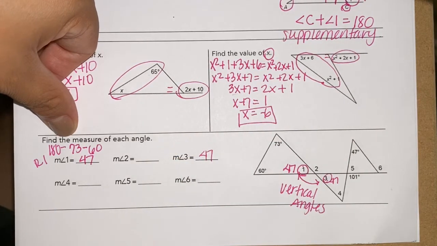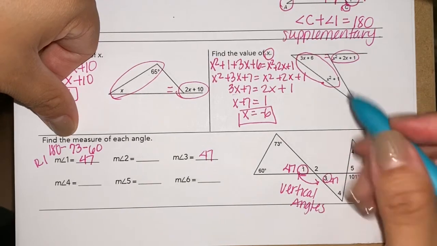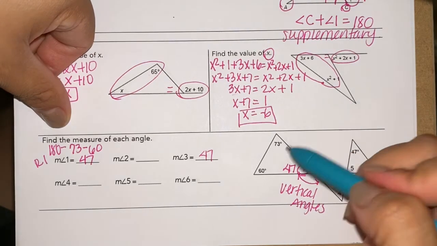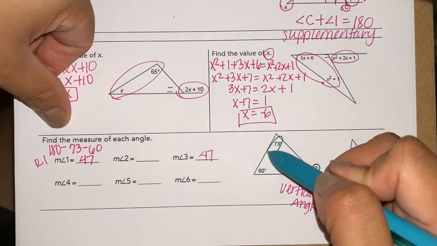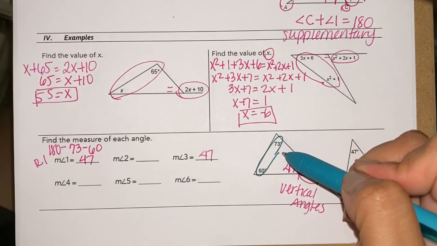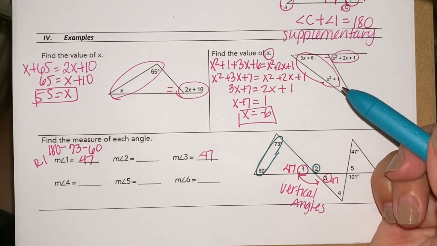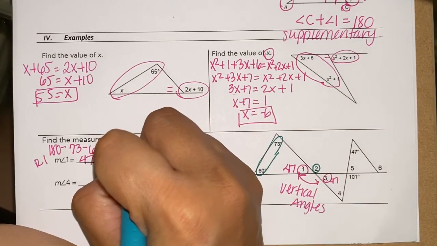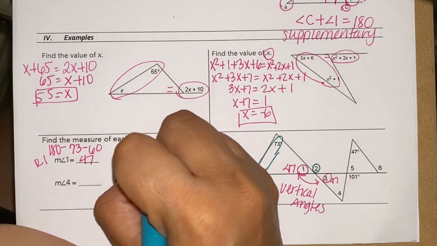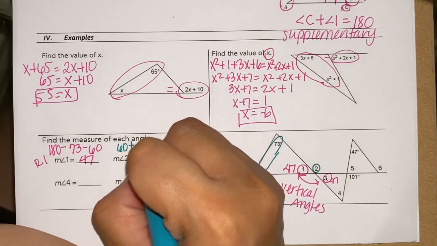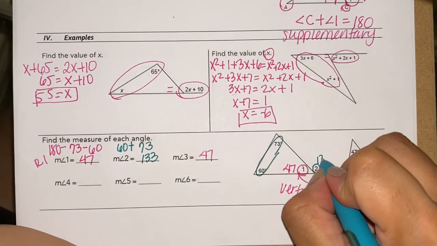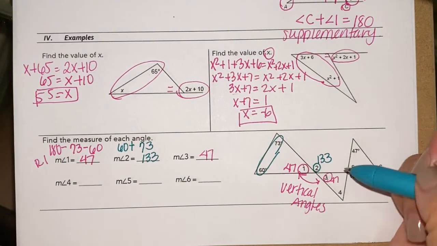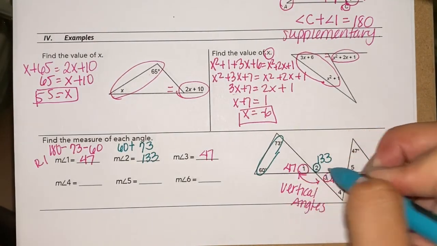Okay. I know that the measure of angle 2 is the same as adding these two together. So I know that this was going to be the exterior angle theorem. So 60 plus 73 is going to give me 133. I also could have figured that these two would have been supplementary.